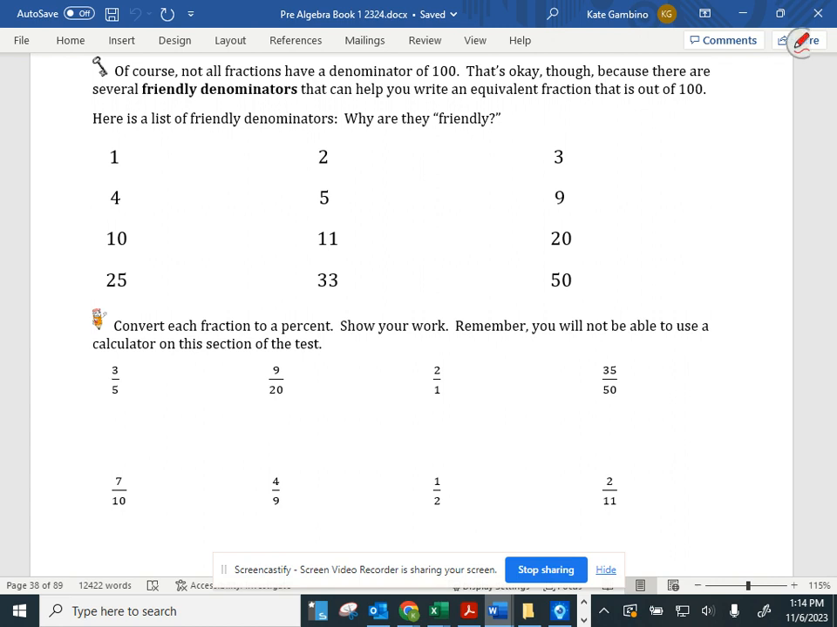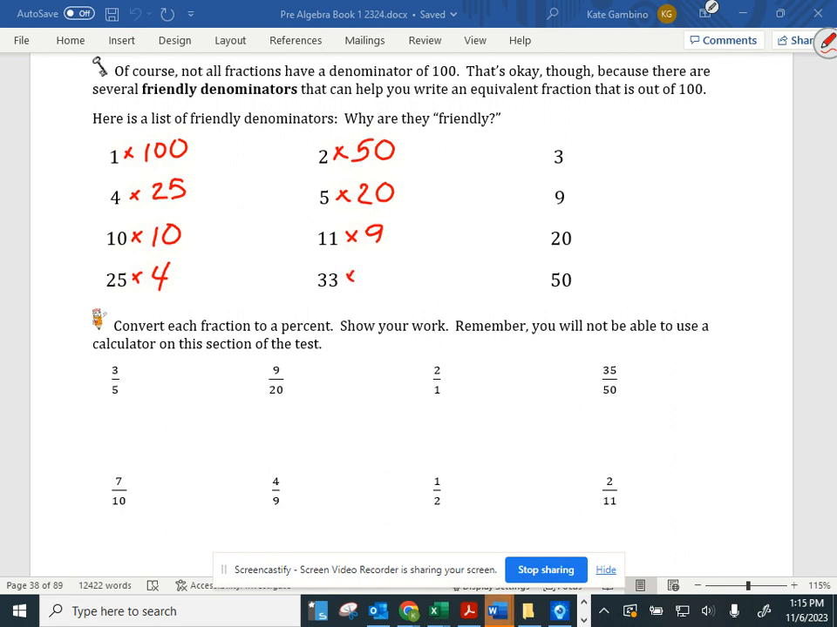So if we have 1 as the denominator, what do we want to multiply by? If we have 4 as a denominator, what do we want to multiply by? If we have 10 as our denominator, 25, 2, 5, 11. 9. So here's the thing with the 11. Some of these aren't going to be exact, but we can get very close. If we multiplied 11 by 9, we get 99. And when we're working with percentages, that's close enough.